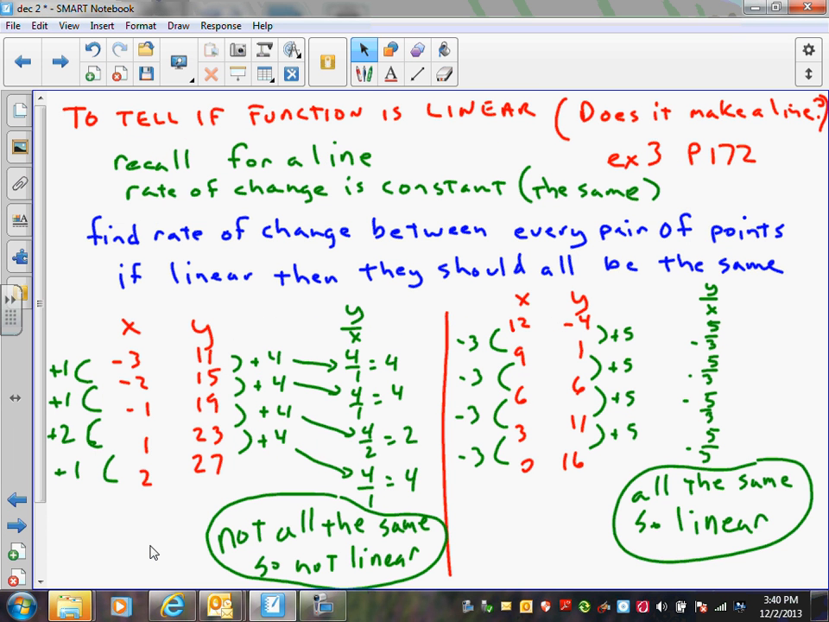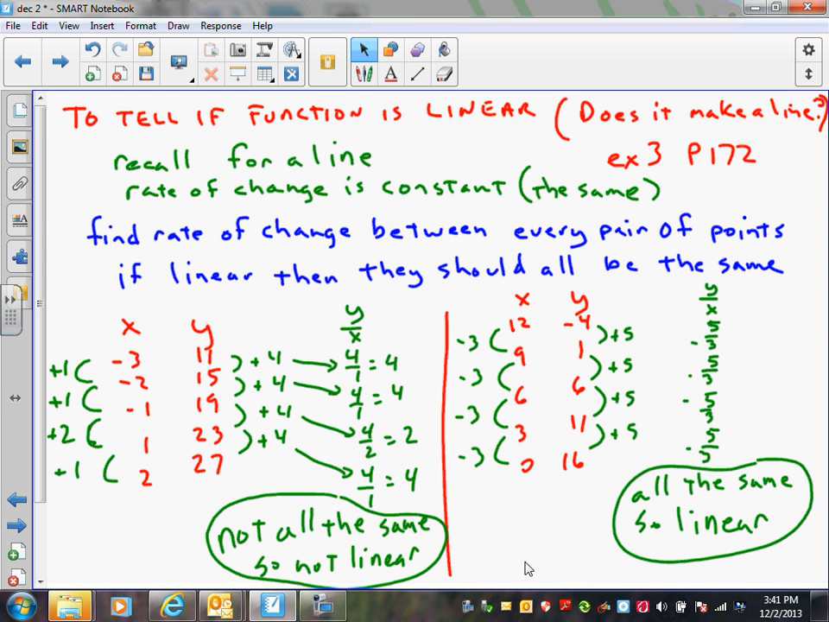Now, like example 3 on page 172, some of your problems are asking, is the function linear? Linear means, does it make a line when we graph the solutions? So you will recall that I said earlier that the rate of change for any line is constant, the same. So if we want to know if it's linear, we use this fact. And we have to find the rate of change between every pair of points. And if it's linear, then they should all be the same.